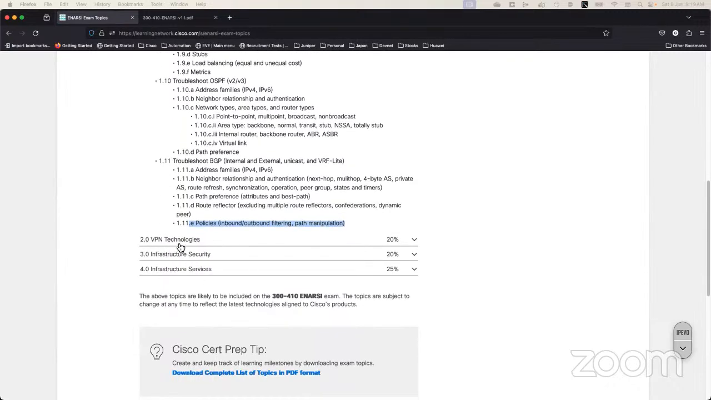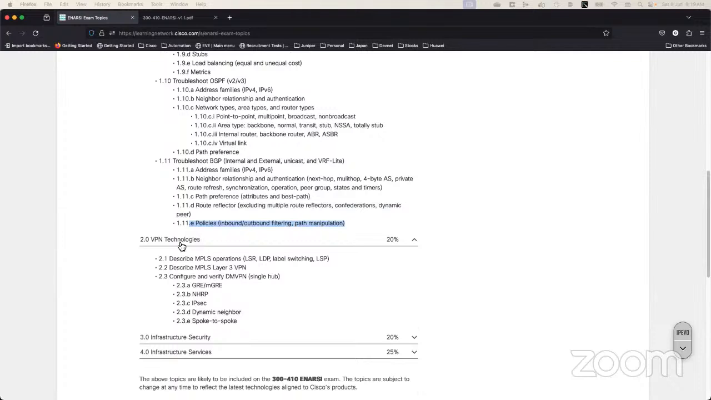Then in our next module comes VPN technologies. Two types of VPNs. MPLS layer 3 VPNs we'll be talking about. Before that, the basic concepts of MPLS: what does it mean? What is LDP as a protocol? How does it work? Why did MPLS come into the picture? How is it different from your traditional IP-based network? All these things we'll be covering over here.